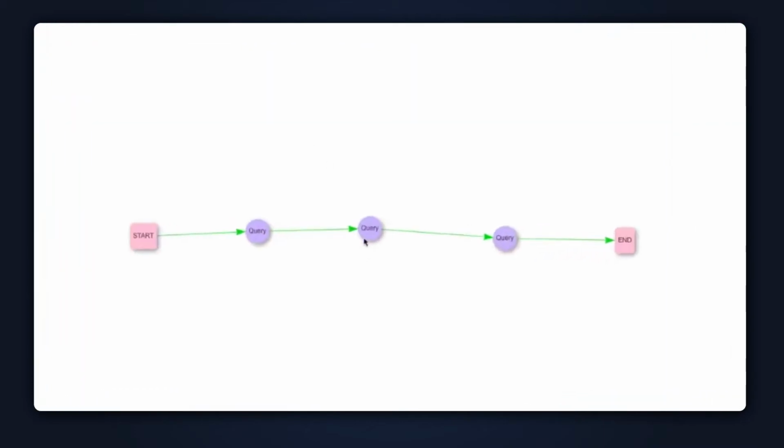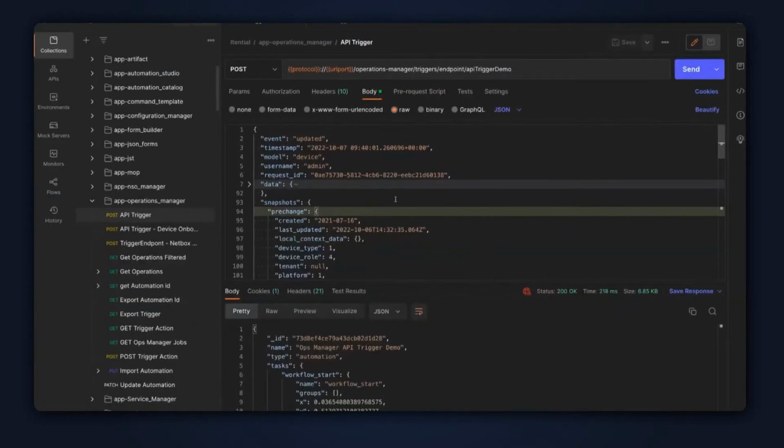The workflow is very simple. It just queries some data. So it will query the data object. It queries the pre-change and post-change within the snapshots object. So pretty straightforward. So look, I've got a Postman job here which proves that test.